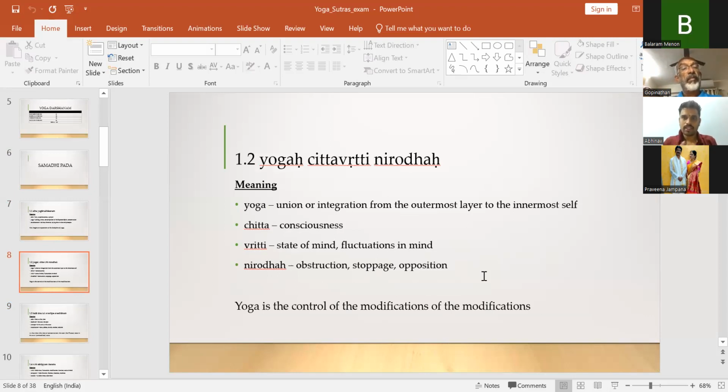Chitta means mind, and there are different states of mind. We have seen that these states are known as chitta bhumis. What are they? Kshipta, Mudha, Vikshipta, Ekagrata, and Niruddha. Vrittis are the fluctuations or modifications: pramana, viparyaya, vikalpa, nidra, smriti. Niruddha means stoppage or getting mastery over it.